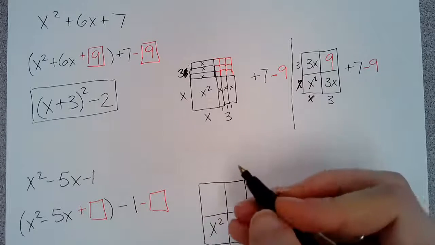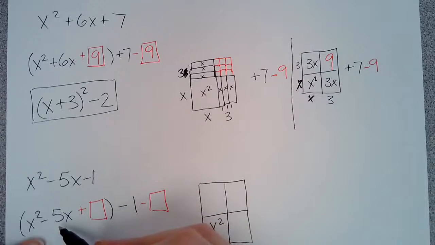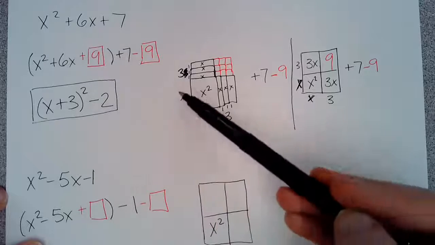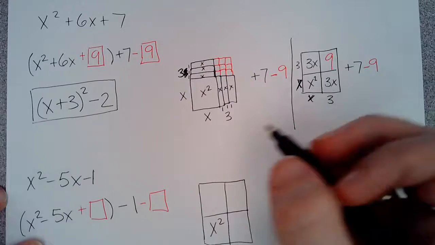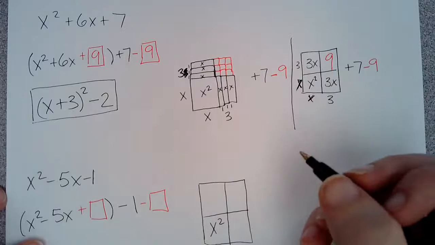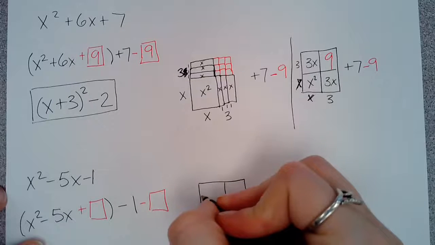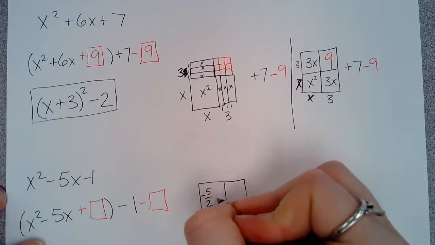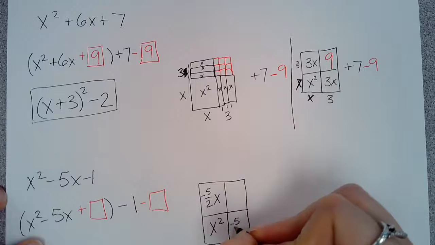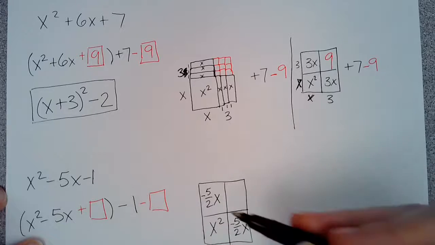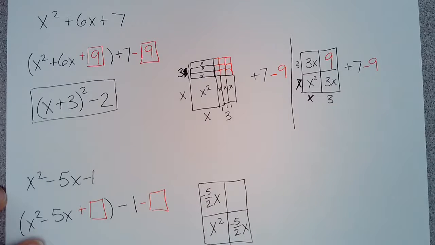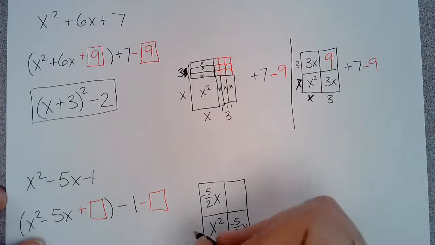X squared. Then I have to cut this in half, right? Up here, cutting 6 in half was easy, 3 and 3. 5 in half's not as easy, but that's okay, especially -5 in half. We're just going to do it. It's a fraction, it's a decimal, we don't care. -5 halves x, -5 halves x. And if you'd rather call that -2.5x, that's completely fine.